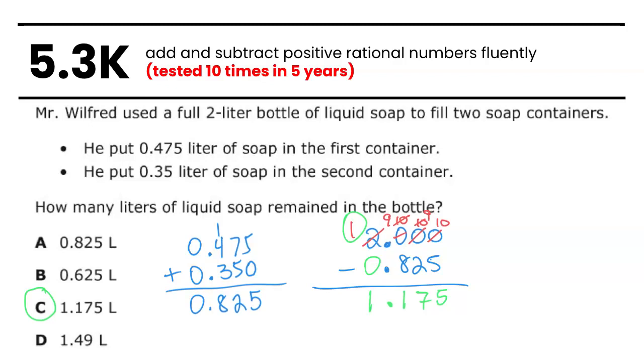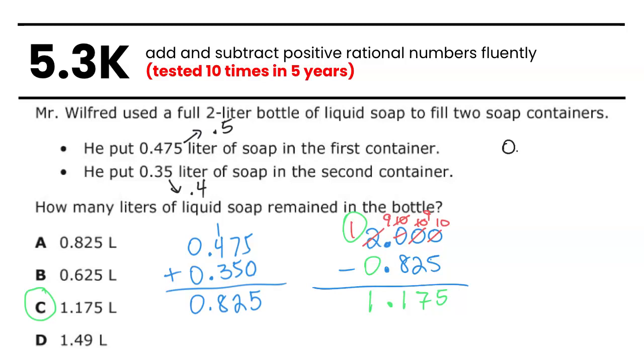But wait just a minute. We could have used estimation in order to get close to the correct answer and at least eliminate a couple of wrong answers. What I noticed first is that I could have rounded this number to the nearest tenth, which would give me 0.5, and then I could round this number to the nearest tenth, which, because that's at the midway point, would round up to 0.4.